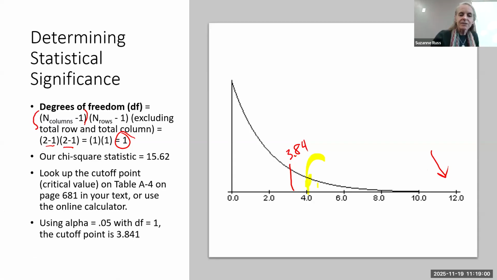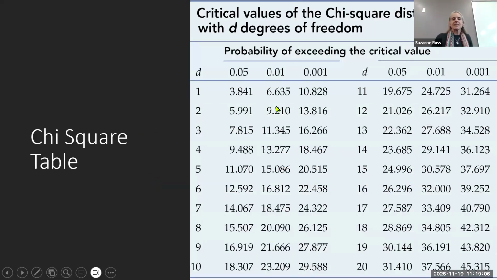Highlighter. All of this is our significant reject region. We would be rejecting the null. And this is that table that's in your book that you can also use if you want. You can see our 3.84 right here. That's where we got that. We had 1 degree of freedom with 0.05 significance level.